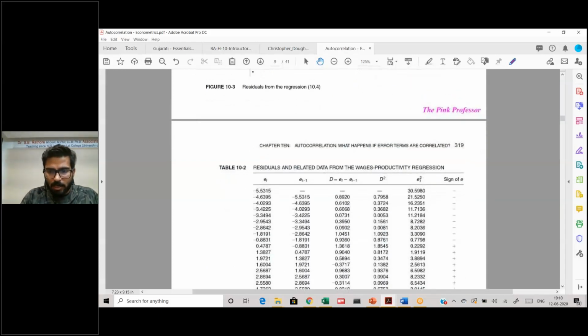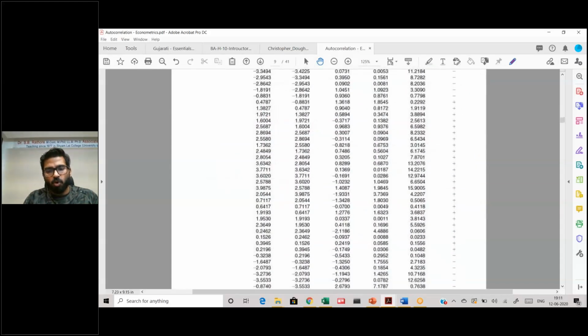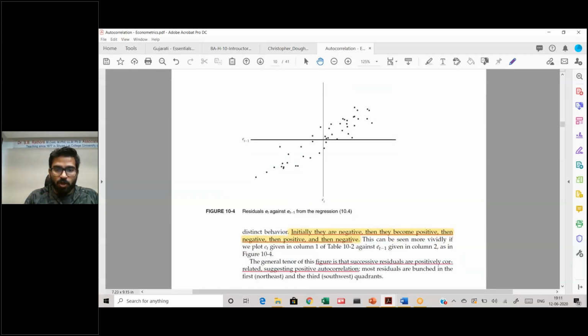Now I'll come to this particular table as well. You can see that you have E_t minus E_(t-1), you have taken the difference between the two, you have squared it, and you have done the E_t square. I'll come back to this table because it explains what we are going to do. As I told you, you can just plot E_t against E_(t-1), and you will find the relationship between the two. And usually, in the case of economic data, in 90% of cases you have positive autocorrelation. Negative autocorrelation is usually not the case.